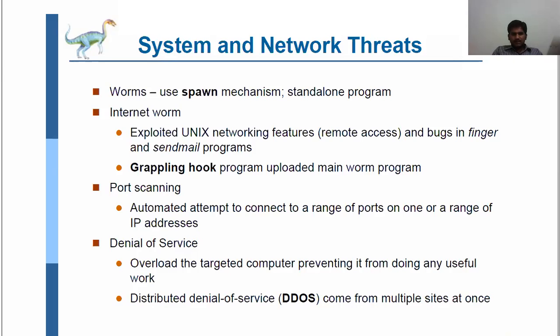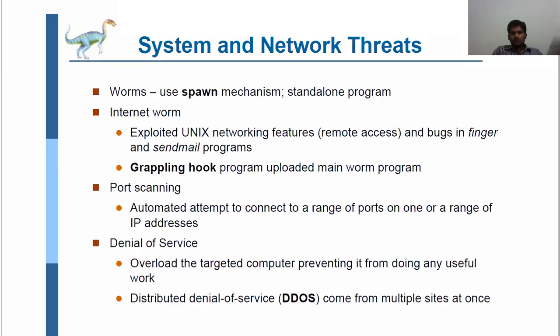So what does the Internet worm mean? It exploited Unix network features, remote access, and bugs in finger and sendmail programs. The grappling hook program was uploaded with the main worm program. So the grappling hook is one program we are going to be uploading.